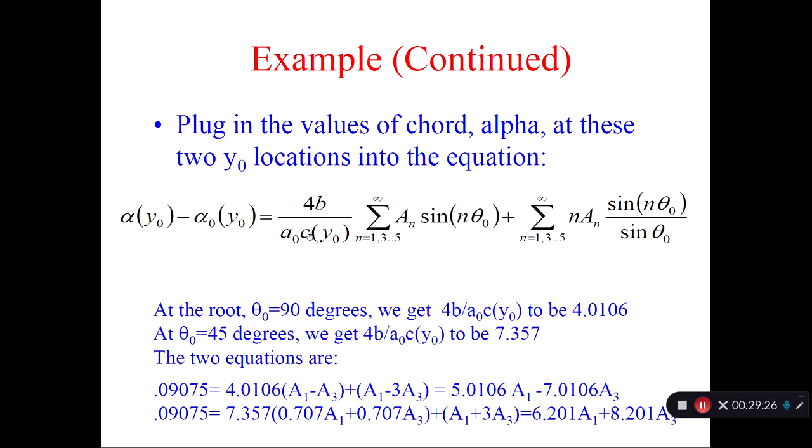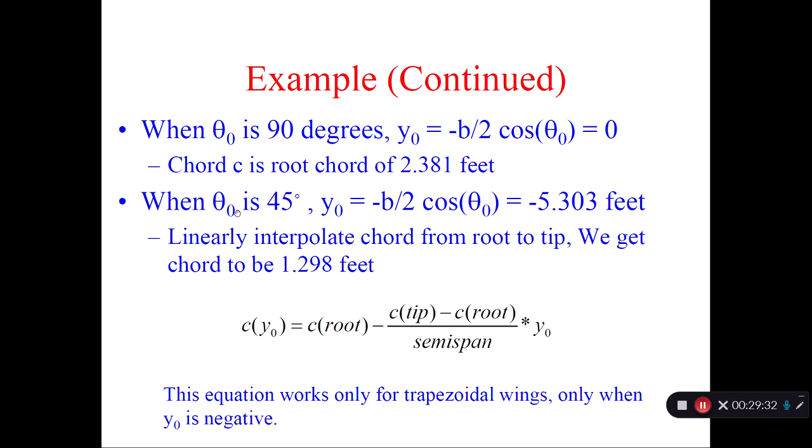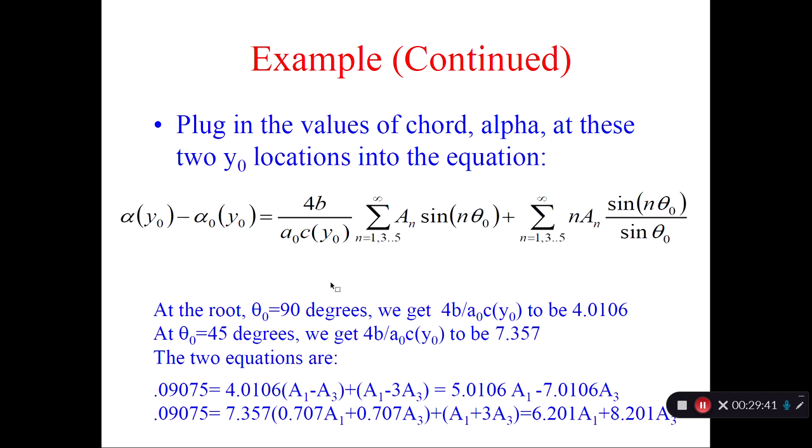In the second equation, theta is 45 degrees. So the chord from this linear interpolation is found as 1.298 feet. So that's the chord we'll have to put in. So this number gets bigger: smaller chord, bigger number. Sine of 45 degrees is 0.707. Sine of 135 degrees is also 0.707.